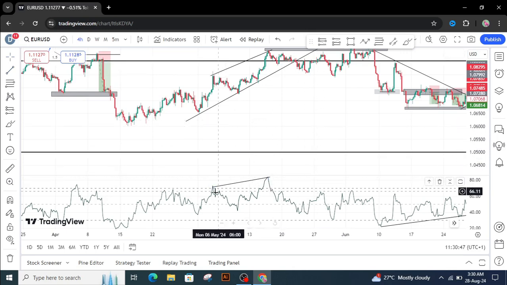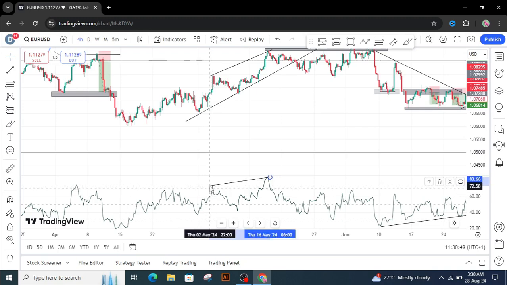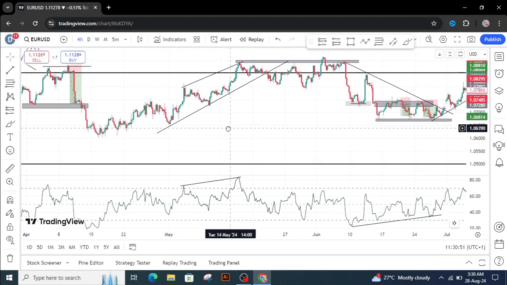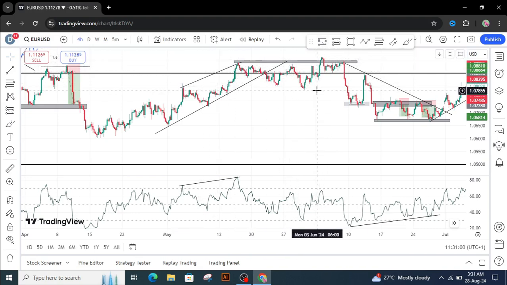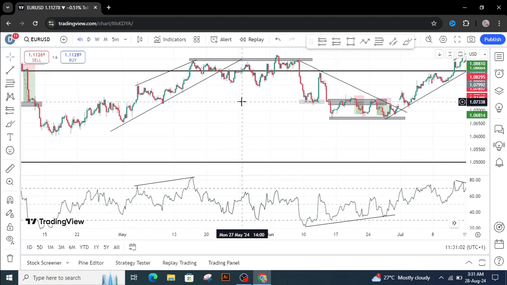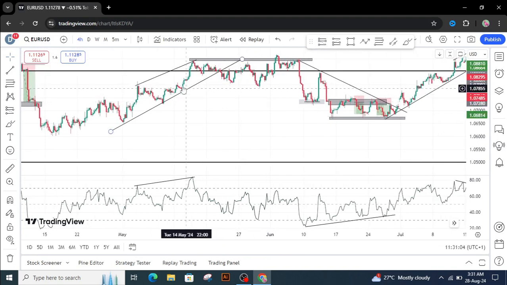So there is no divergence, as you can see. It's just the same higher high that is going on here. So if it breaks, you don't want to take the trade. And as you can see, if you take the trade, it is likely to come back and hit your stop loss, most likely. So that is one reason why you don't want to trade.